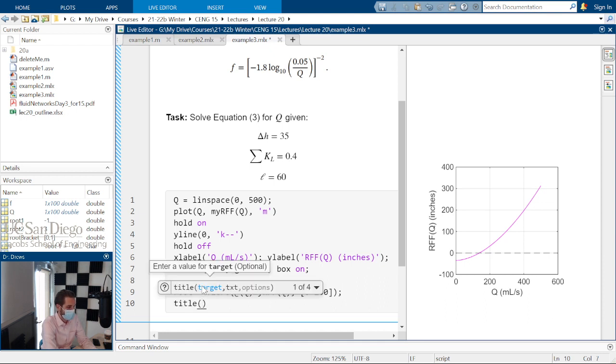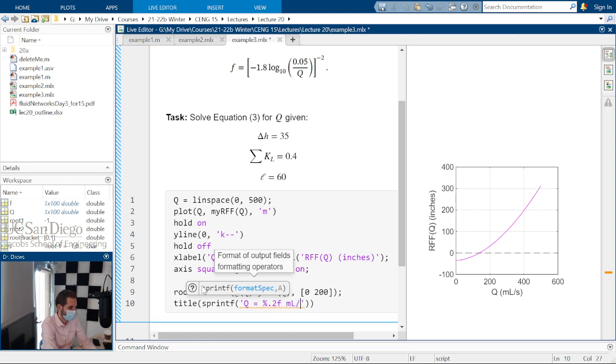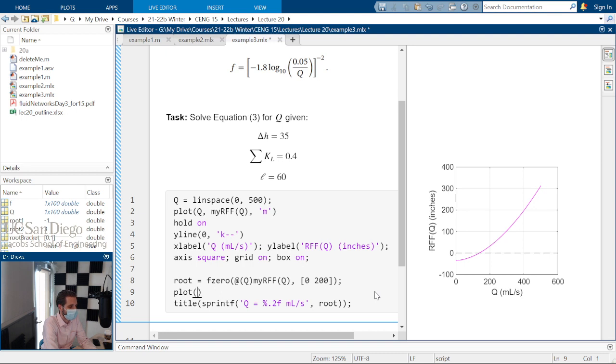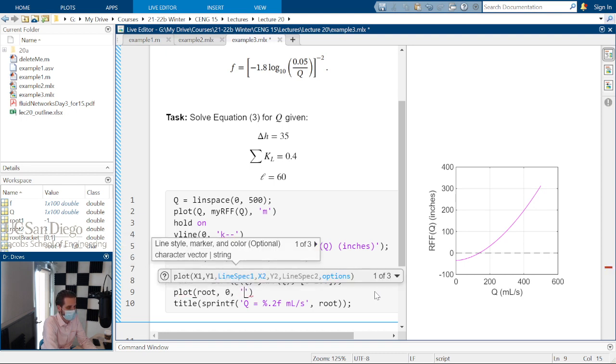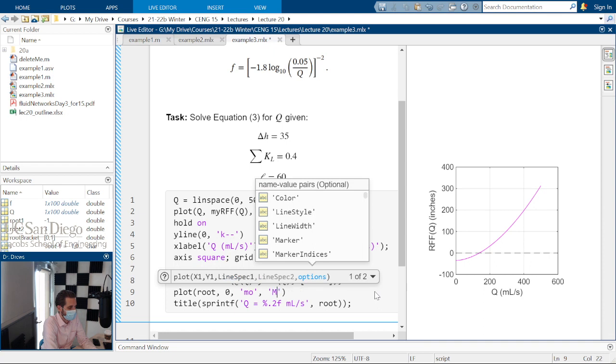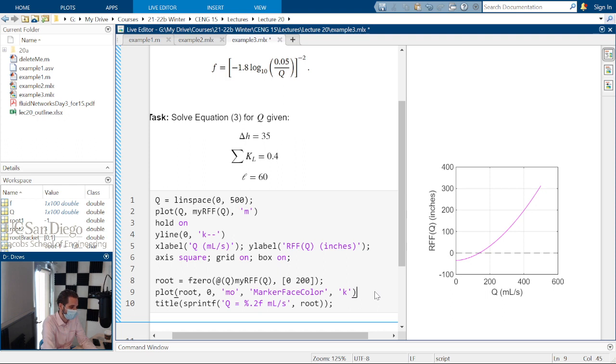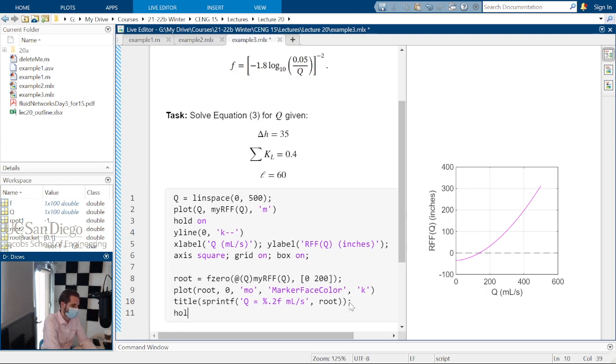And then I want to put that in the title. So fprintf will say Q is equal to percent dot 2f, which is probably enough, milliliters per second. And the value that we put in there is our root. We should also plot it as a dot. So I'll get rid of that hold off. We've got the root here. We'll say plot root at 0 and let's say a magenta circle and marker face color black. We'll invert them. And now say hold off.